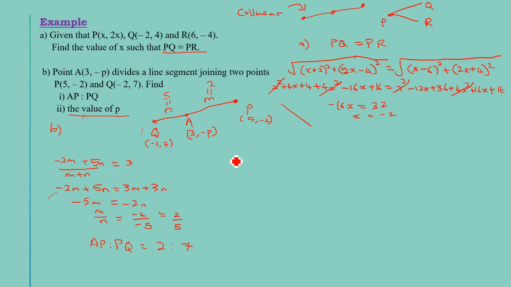So 7 times 2 plus -2 times 5, over the total here, which is 2 plus 5, which is 7, will give you -P. So total up this, 14 minus 10 is 4. 4 over 7 equals -P. So P is -4 over 7. That is the answer to your part B.